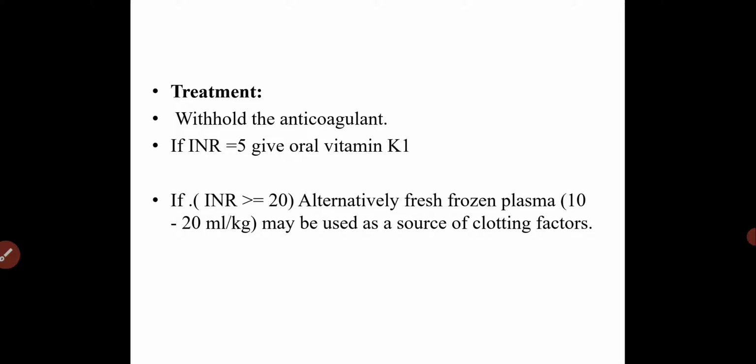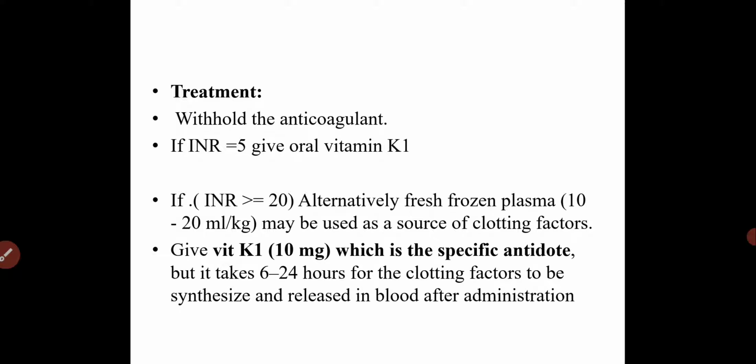then we give fresh frozen plasma, because we want to give the activated factors 2, 7, 9 and 10 from outside. We use fresh frozen plasma at 10 to 20 milliliters per kg, to give the clotting factors. As a specific antidote, we give vitamin K1 10 milligrams, but it takes a longer time, minimum 6 to 24 hours, because it has to synthesize the clotting factors, and that takes some time.